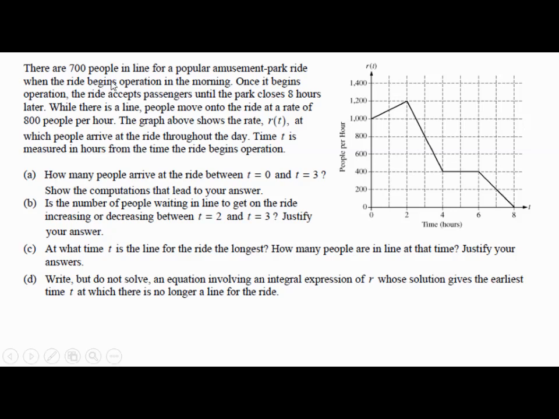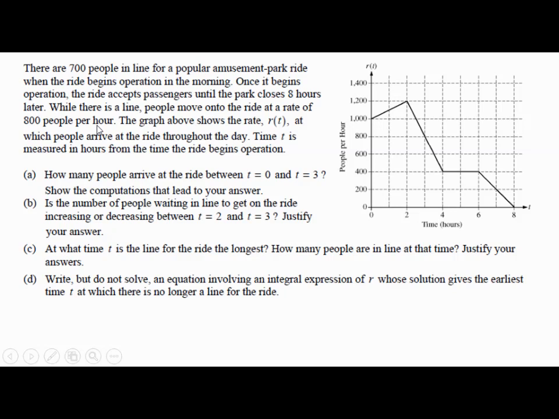There are 700 people in line for a popular amusement park ride. Once the ride begins operation in the morning, it accepts passengers until the park closes 8 hours later. So before I continue, we know that there are already 700 people waiting in line for the ride. Then people start loading onto the ride. While there is a line, people move onto the ride at a rate of 800 people per hour.